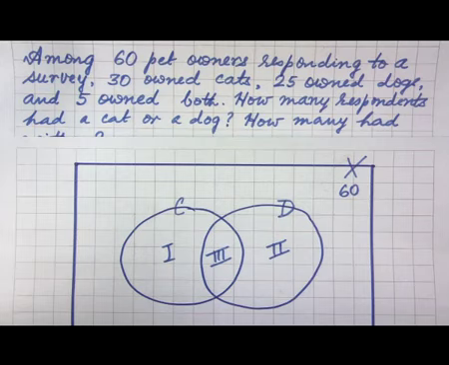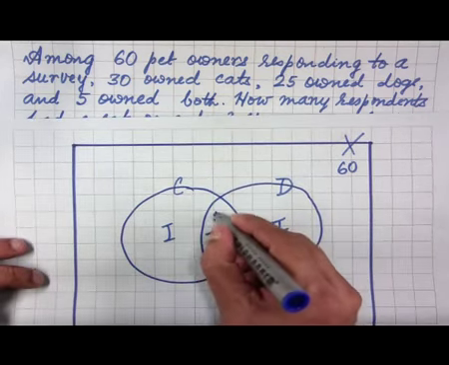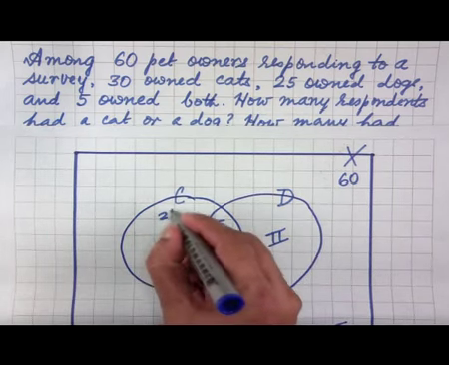I'm going to work backwards because I don't have a clear idea of what's going to happen to 1 or 3 or 2. But the last data that I have says 5 owned both. So that gives me an idea that the region 3, which represents the intersection of C and D, must be 5. And now I can back calculate. I know that the number of cat owners is 30. So 1 plus 3 is 30. So I could fill in 25 in the region 1.